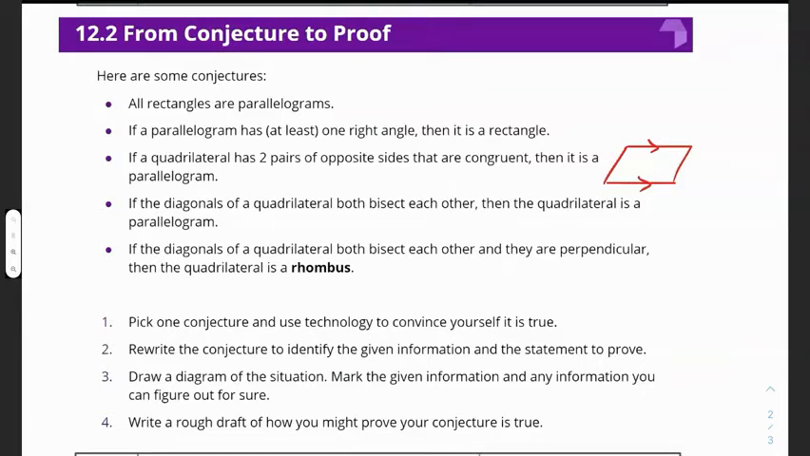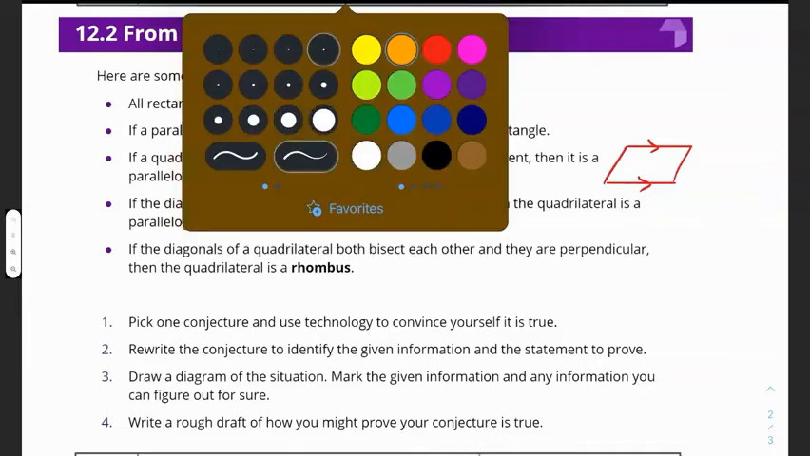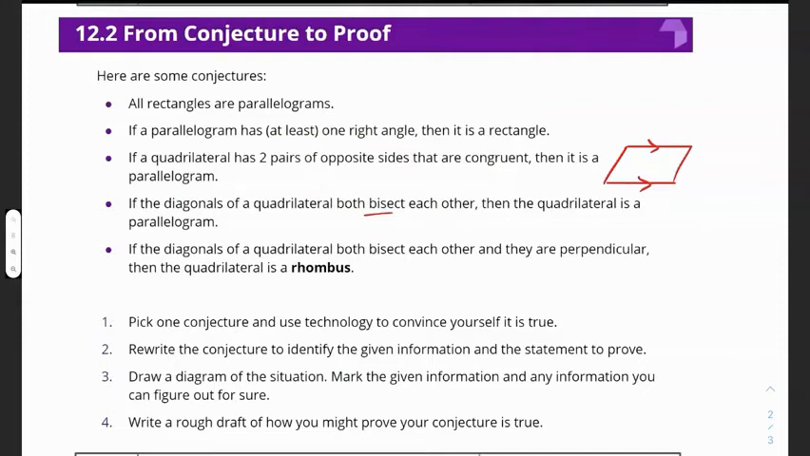Next one: if the diagonals of a quadrilateral bisect each other, then the quadrilateral is a parallelogram. So basically what we're saying here is this. Here are your diagonals. If they cut each other both in half, this side will be the same as that side. This side will be the same as this side. And as long as they're bisecting each other, guess what? You've got a parallelogram.